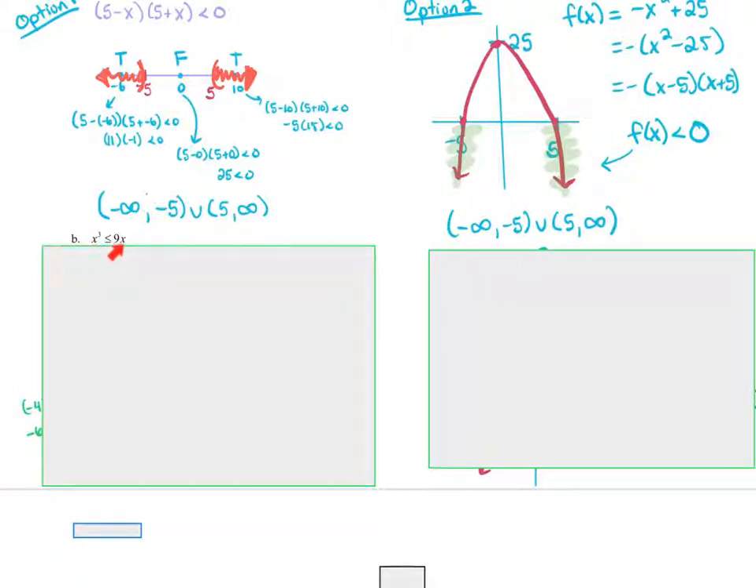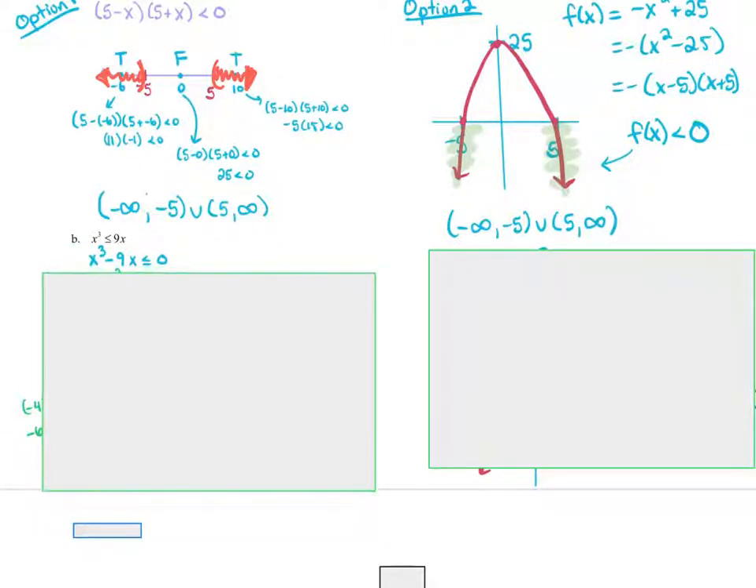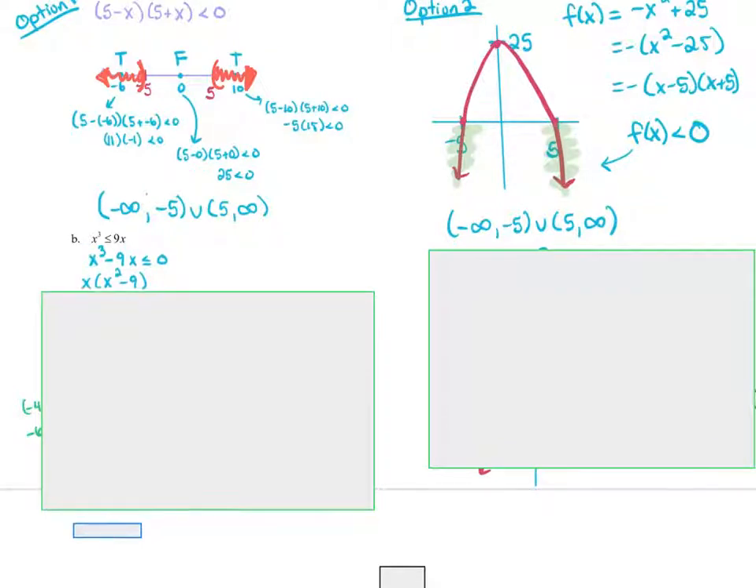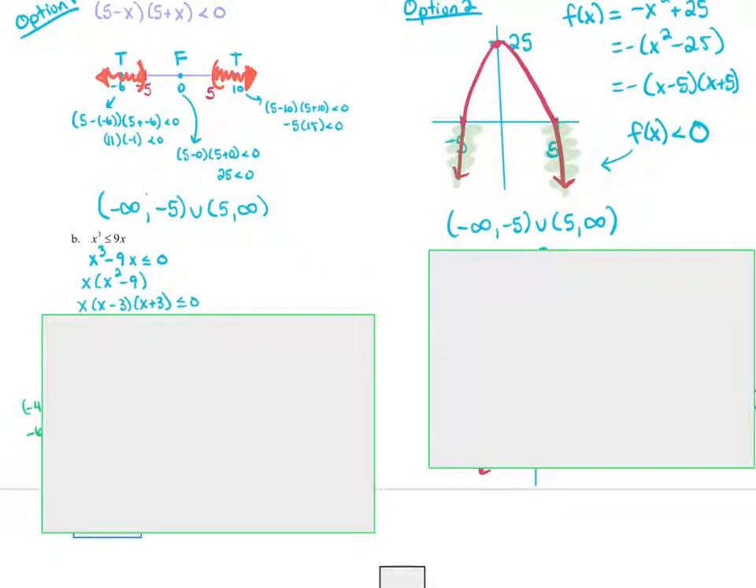So I have x cubed is less than or equal to 9x. My first step is going to move everything to the left-hand side and 0 on the right. So you can see I've done that. I've subtracted 9x. Then I'm going to factor. First, I factor an x out, and I get a difference of squares, which I then factor further. So I have x times x minus 3 times x plus 3 is less than or equal to 0.